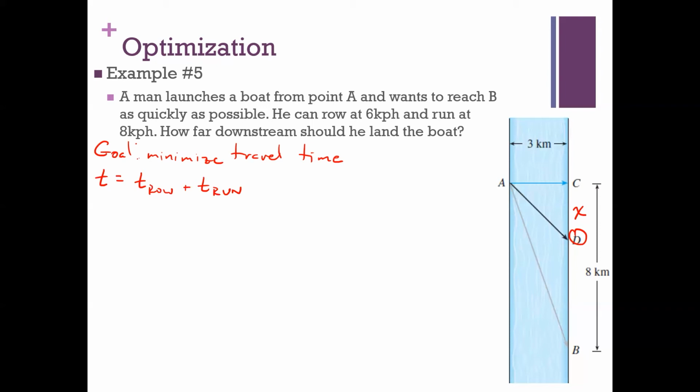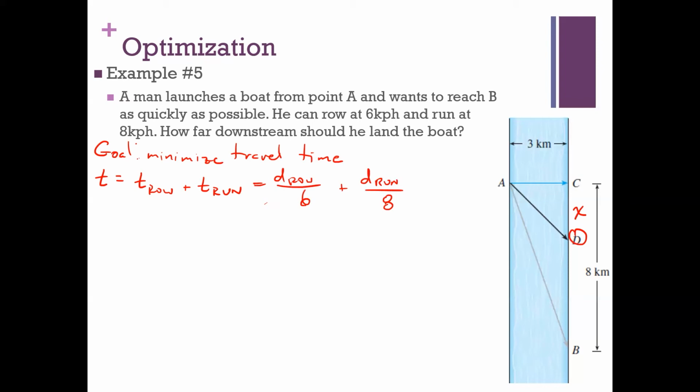So he's going to row from A to D, right? If he rows from A to D, so let's write this another way. It's equal to the distance rowing divided by 6 plus the distance running divided by 8. We agree with that? And X is the name that I've given to that variable for basically how far south of C I am going to land the boat.